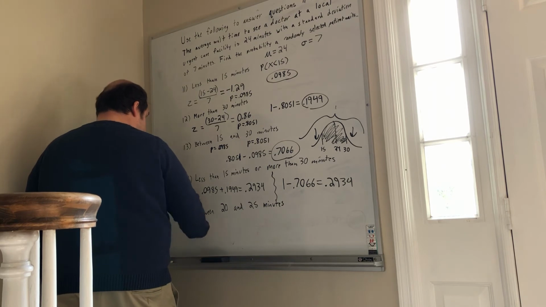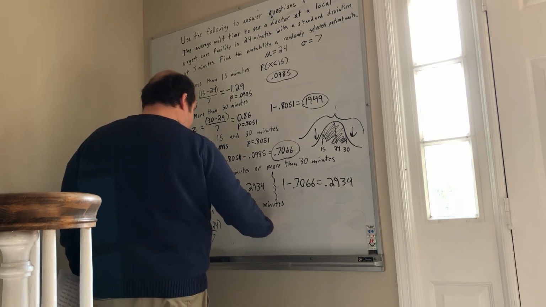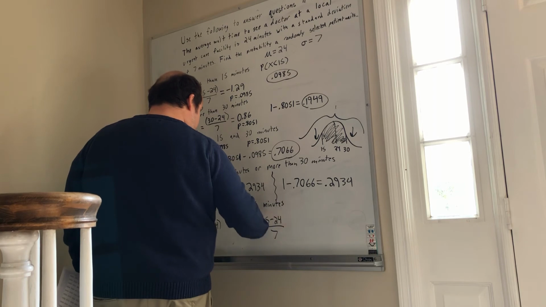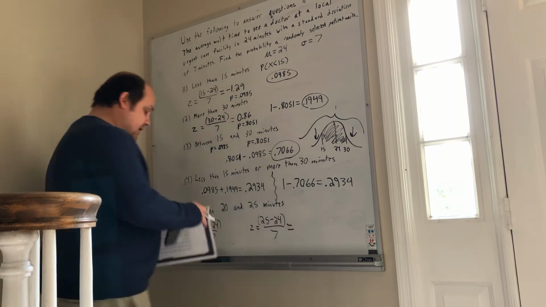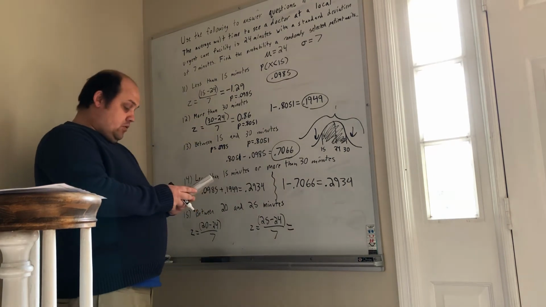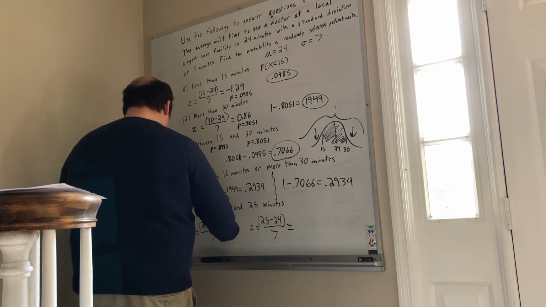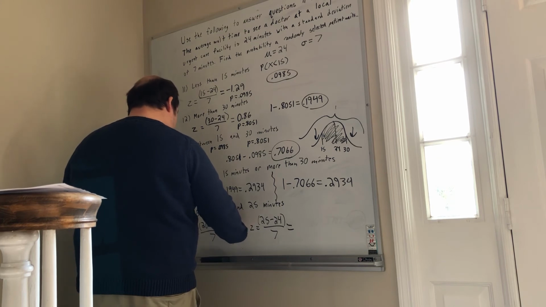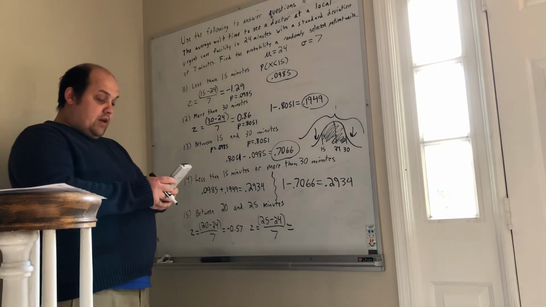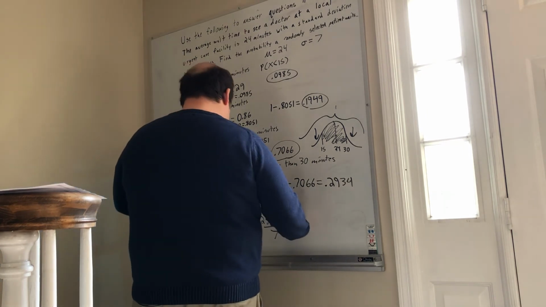For number 15, I haven't looked up either of these previously, so I'm going to need to start by finding two different z-scores. The first one is 20 minus 24 over 7. The second one is 25 minus 24 over 7. Again, I put these in my calculator in order to get the proper z-score that I can then look up in my table. When I do 20 minus 24 divided by 7, it gives me a z-score of negative 0.57. When I do it for 25, I get a z-score of positive 0.14.